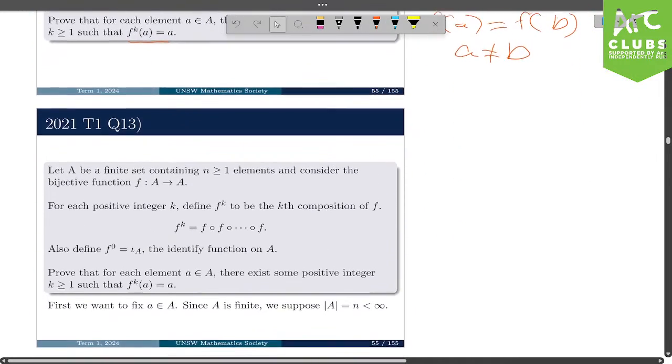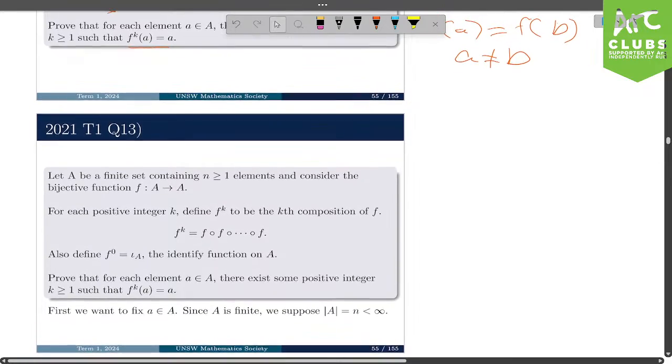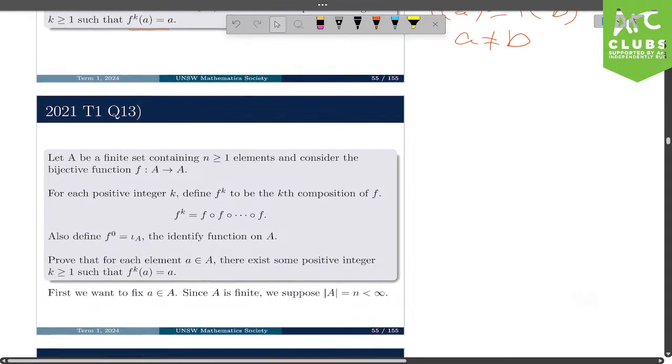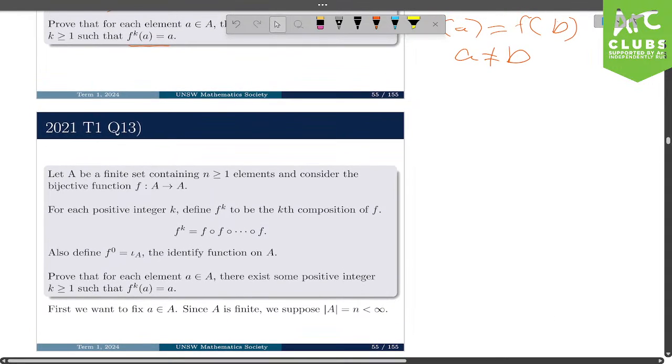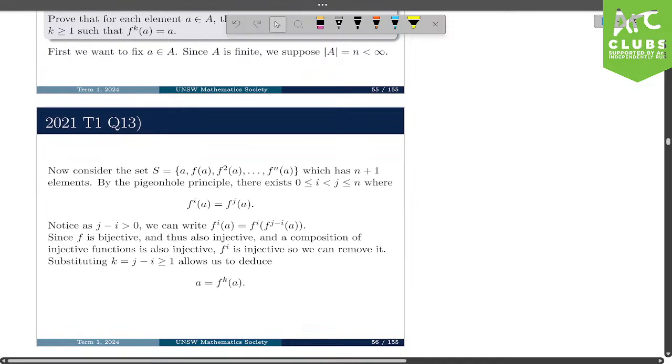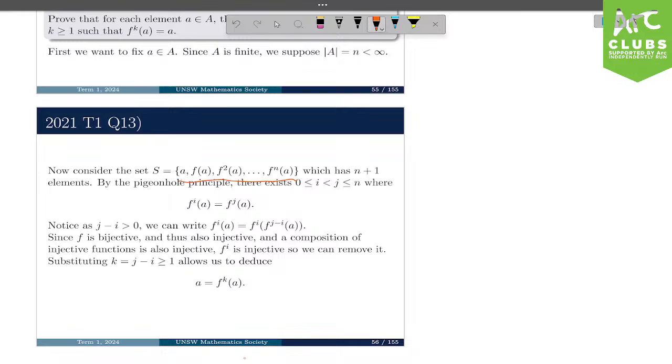So first, we're going to take a set. We first note that it's finite. And we want to somehow say that it cycles back because it's finite. And the most useful property here is the pigeonhole principle, which says that we can eventually double up. So we define a set of n plus 1 elements over here. These are 0 to n compositions of f on A. And there are n plus 1 because it goes from 0 to n.